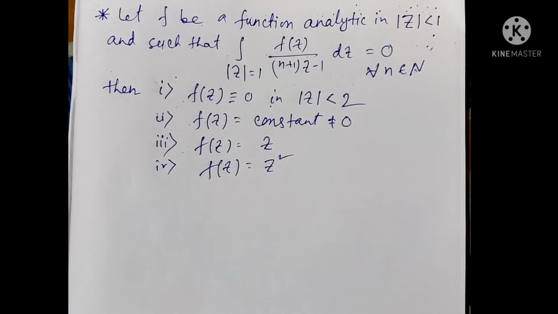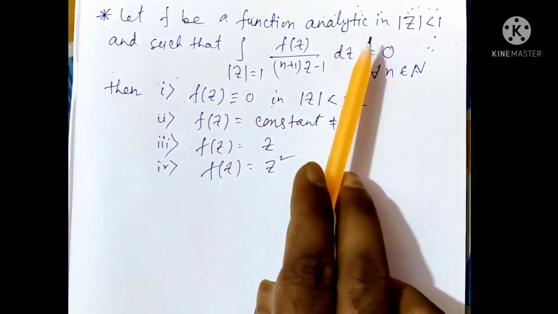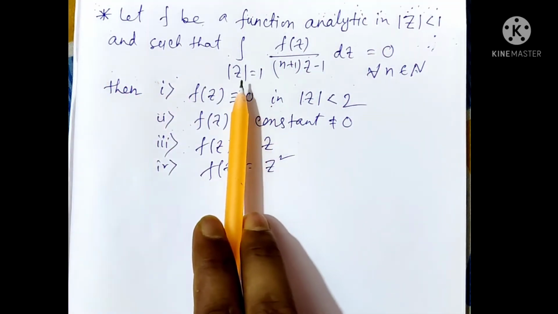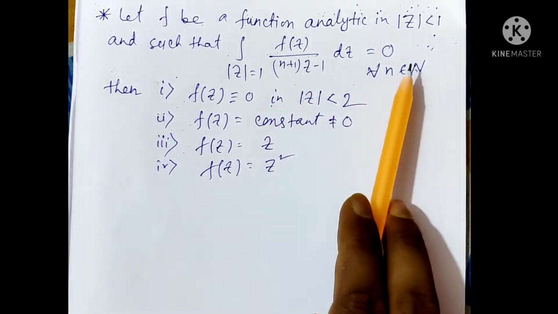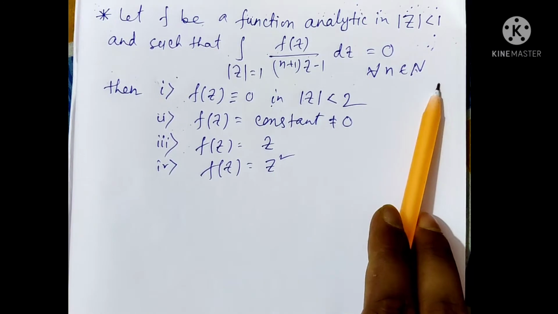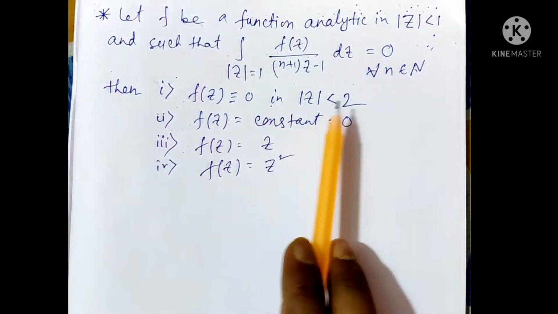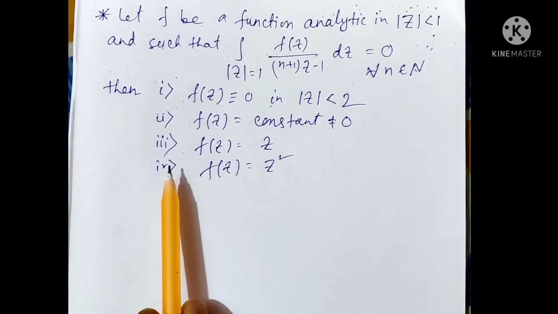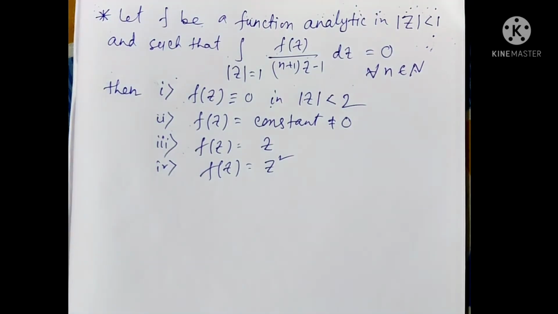Let us solve the problem. Let f be a function analytic in |z| < 1 and such that the integral over |z| = 1 of f(z) / ((n+1)(z-1)) dz equals 0 for all n belonging to the natural numbers. Then: 1. f(z) is identically 0 in |z| < 2, 2. f(z) equals a constant not equal to 0, 3. f(z) equals z, 4. f(z) equals z squared. Which one of the following statements are true?